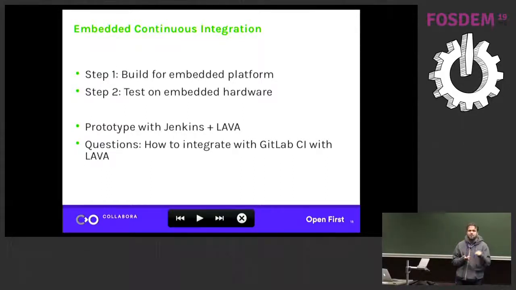And the prototype used Jenkins and Lava. So Jenkins to do the build and Lava to actually run on the device. Our goal would be to replace Jenkins with GitLab CI here so that we can actually integrate it nicely in our CI. We have a vague plan on how to integrate GitLab CI with Lava. But I don't know if anyone else has already done it, so we actually have to see if it works to use the GitLab CI APIs to drive Lava and have all the details together.